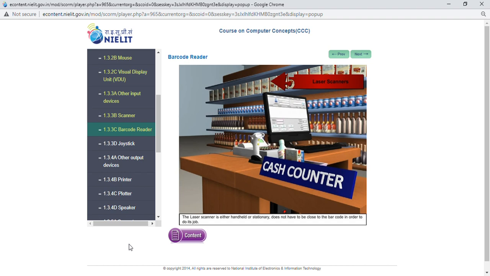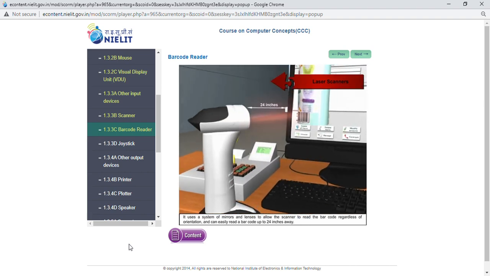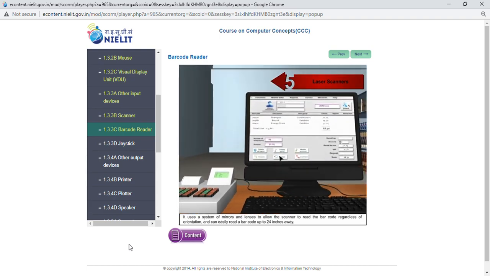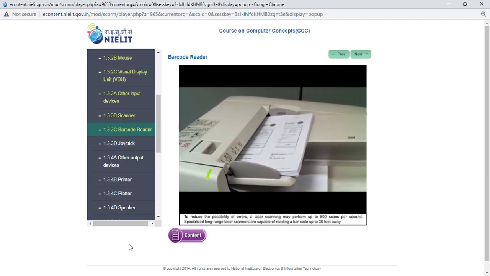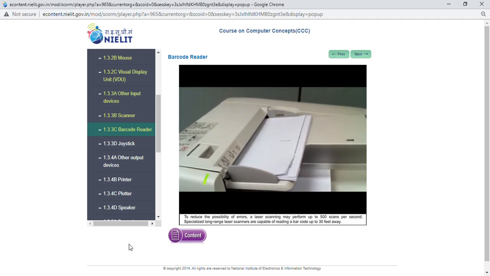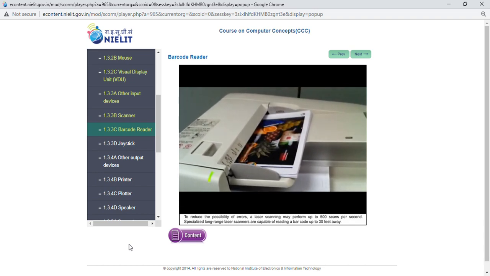Laser scanner. The laser scanner is either handheld or stationary and does not have to be close to the barcode in order to do its job. It uses a system of mirrors and lenses to allow the scanner to read the barcode regardless of orientation and can easily read a barcode up to 24 inches away. To reduce the possibility of errors, a laser scanner may perform up to 500 scans per second. Specialized long-range laser scanners are capable of reading a barcode up to 30 feet away.